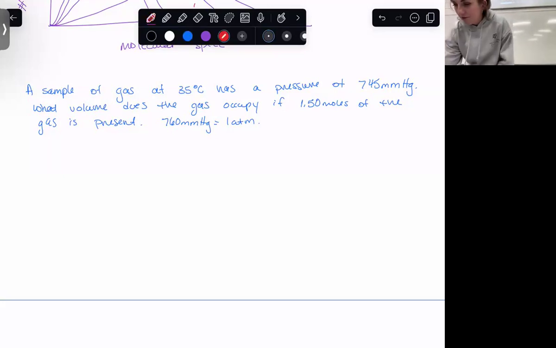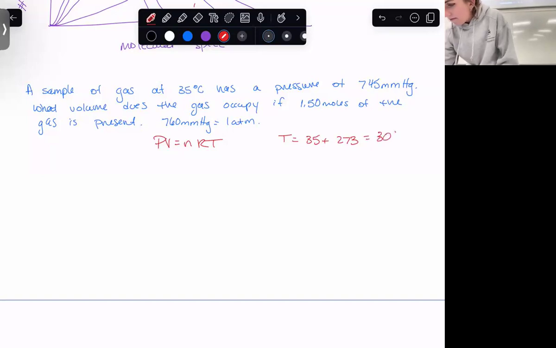So we're using PV equals nRT here. What do we need? Of what we're given, do we need to change anything or can we use it directly? Awesome, right? So our temperature, we need to change from Celsius to Kelvin. So we're going to add 35 to 273. So we get 308. And do we need to change anything else?